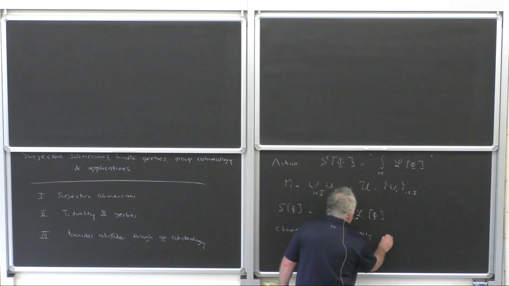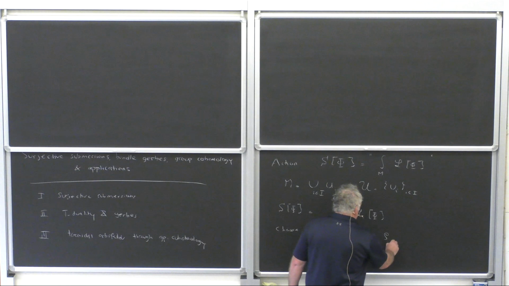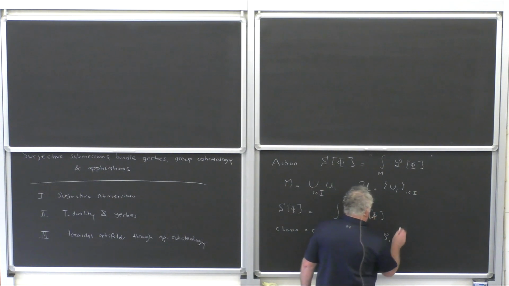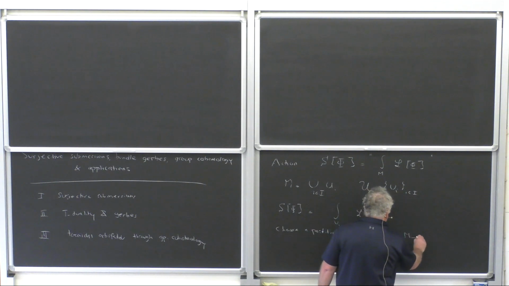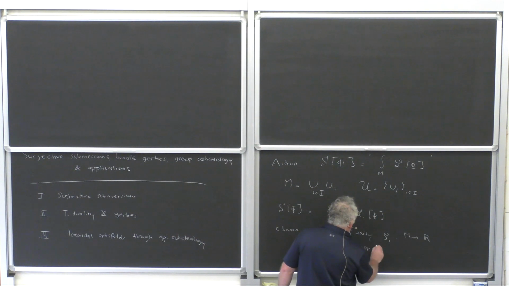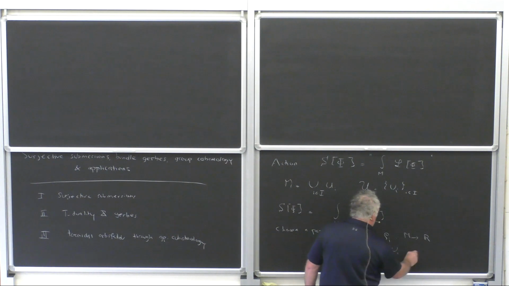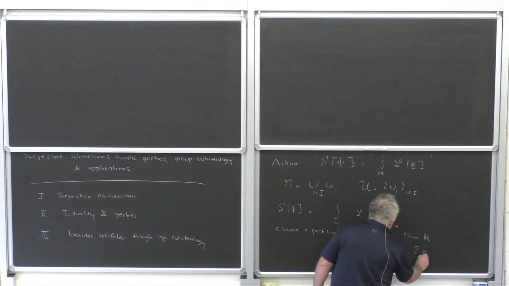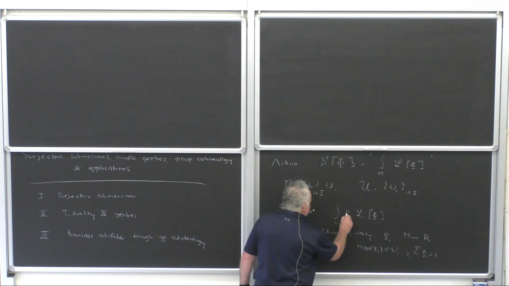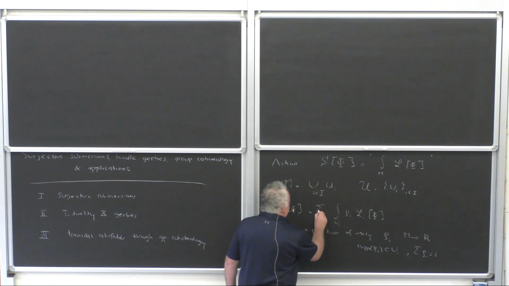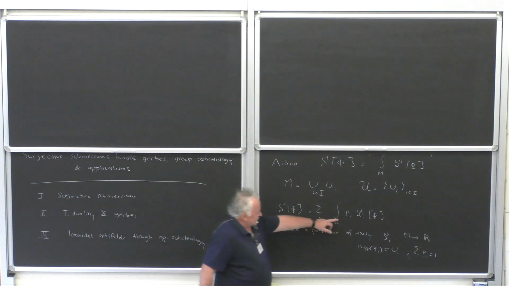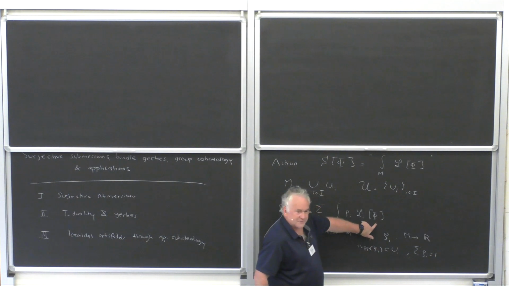So a partition of unity is a collection of maps from, say, M to R, such that the support of rho i is inside the open set U_i, and the sum of all rho i's equals 1. And then you can just insert the rho i here, and sum over i. So the support of each rho i is inside U_i, so this is well defined.